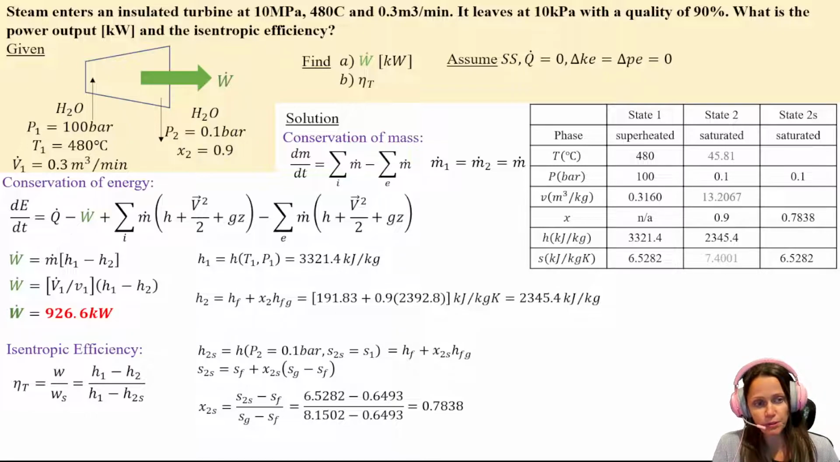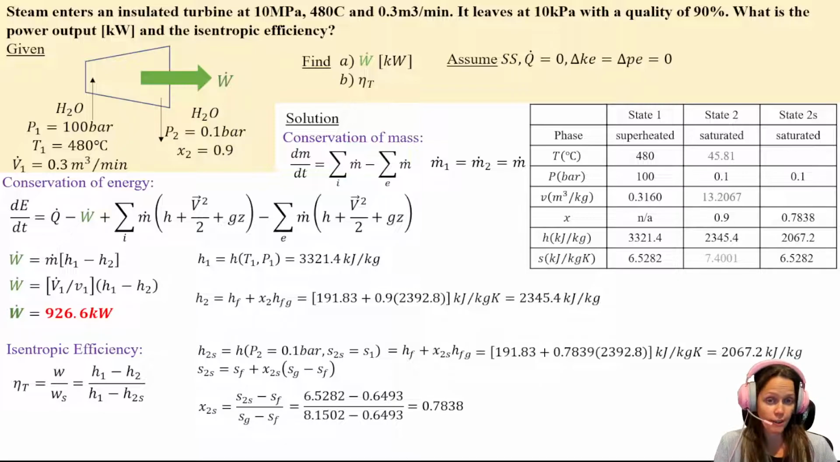So I've updated my table up there. I've got my quality, and I can go ahead and plug in that quality to my enthalpy equation and calculate what H2S is. And if I wanted to, once again, I don't need it for this problem, but there is some other property data if I really needed. By temperature, it's still the saturation temperature. So even though we've got a different quality at state 2 versus 2S, it's still saturated at 0.1 bar, and the only temperature that it could be at and be saturated at 0.1 bar is the saturation temperature, so 45.81.